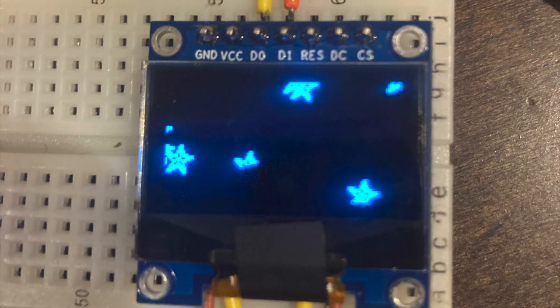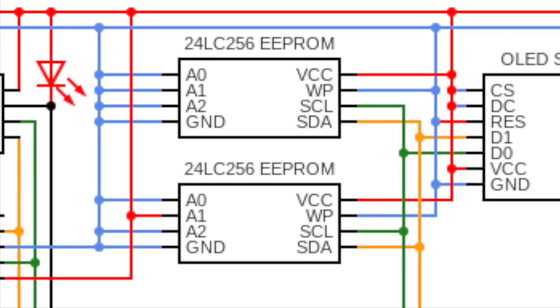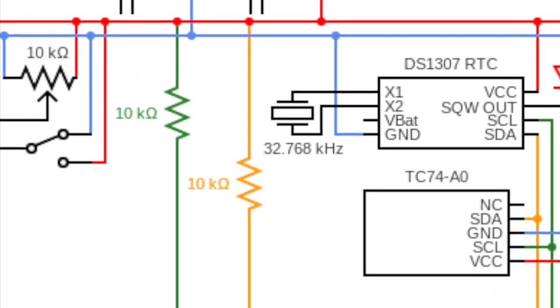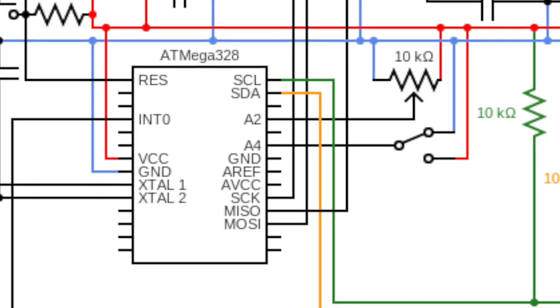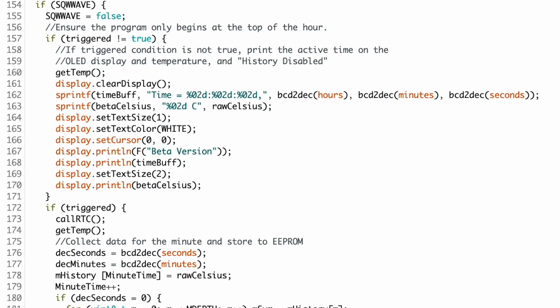This display is 128 pixels wide and 64 pixels high. The OLED display and the data that is presented on it from the EEPROMs is controlled by the status of the HID human interface device controls attached to the ATmega328P microcontroller. There are several elements of the software to mention. The first is that the first condition, the beta condition, occurs when the system is initiated and the top of the hour has not yet been met.